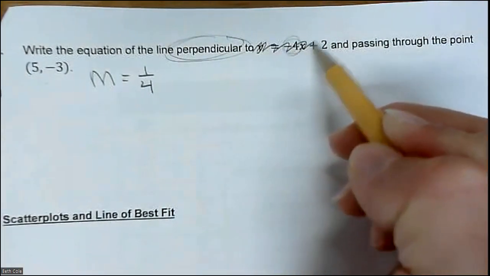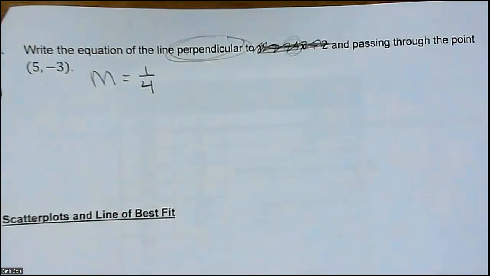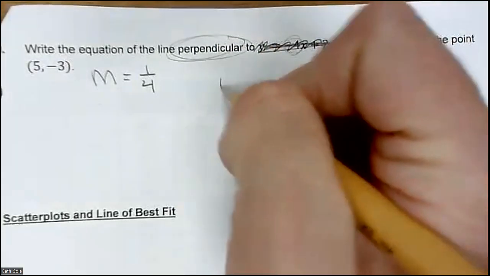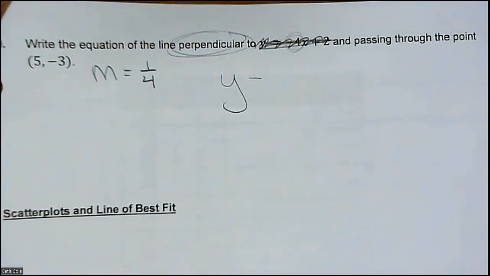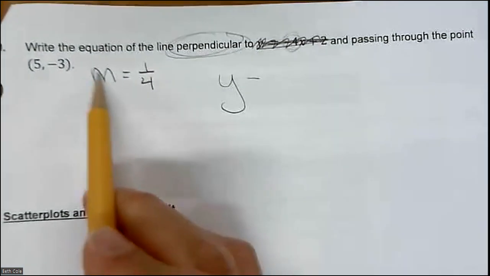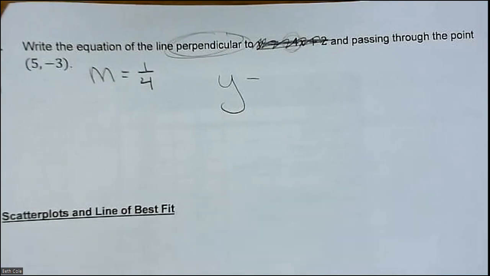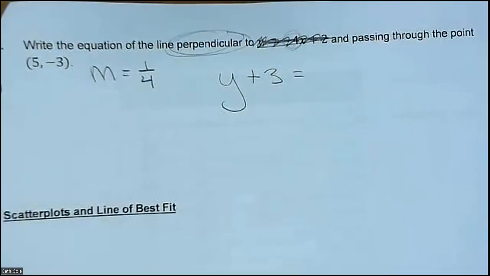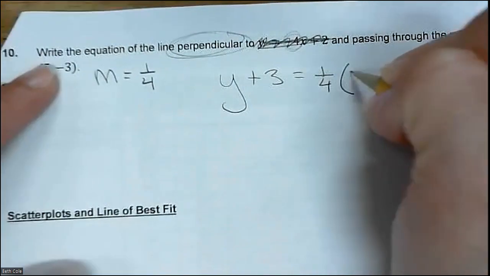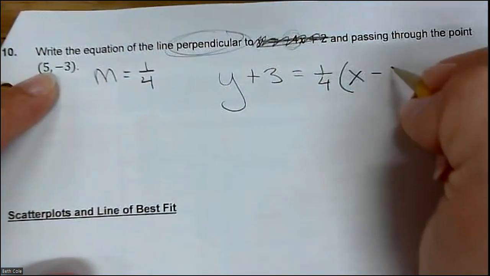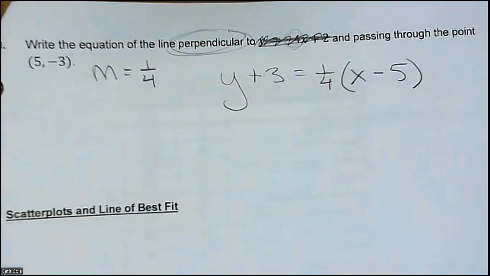Then scribble this out because you don't need it anymore and you don't want it to confuse you. Kind words only. You have all the ingredients, just put them in the right spot. It'll be y minus which one of those numbers? So y minus -3, that'll be y plus 3, good, equals 1/4 minus 5. You're just taking all those numbers, putting them where they belong.